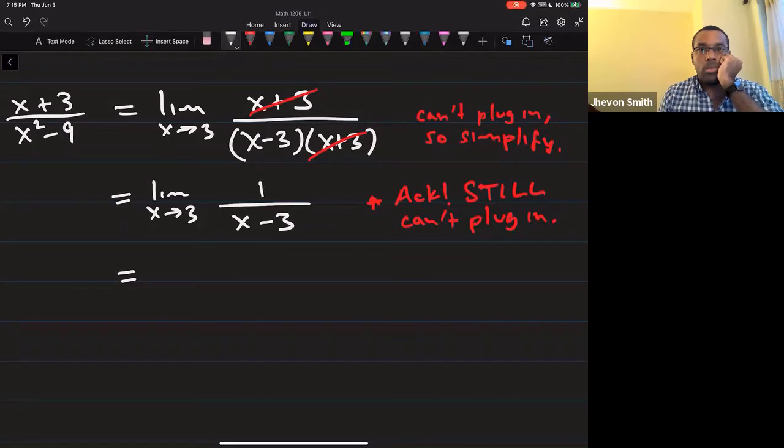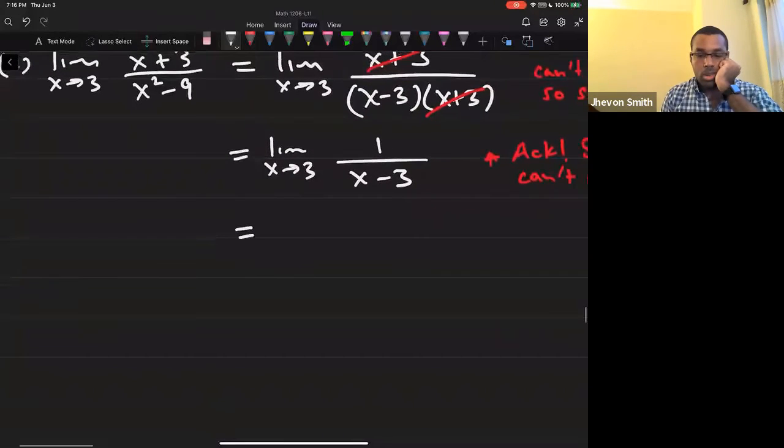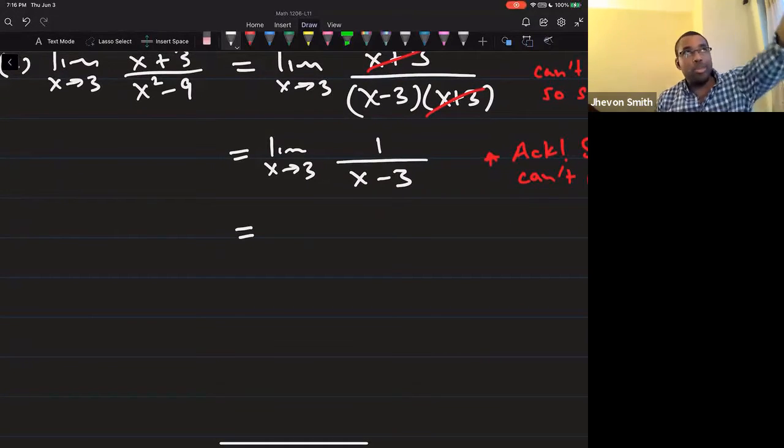Would it be easier to make a table? Sure. What would you do in the table? I would plug in 3.1 and 2.9. I mean, just 2.9, not 4. Never mind, just 2.9. Is that good enough? Because you'd have to approach from both sides, right? And the idea is with a table, you have to plug in a bunch of stuff.